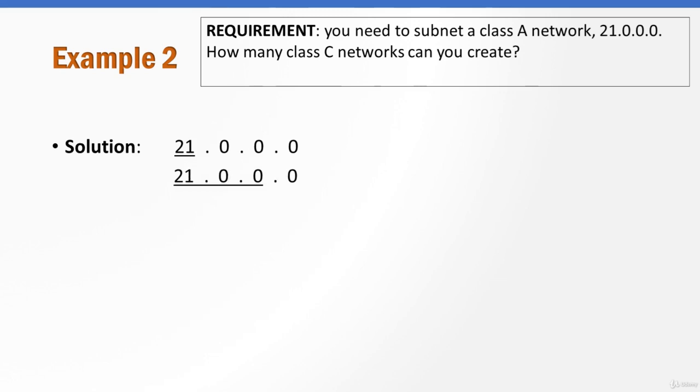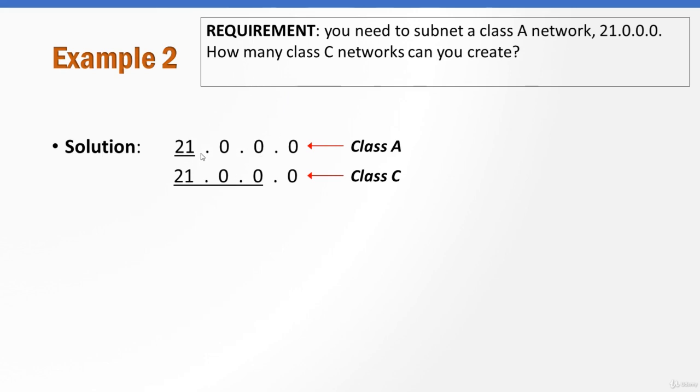We need to create Class C networks, which means that the first 3 octets will represent the network portion. So the first network here is going to be /8, and that's a Class A network. And the second network is /24, and that's actually a Class C network. Our task here is actually pretty simple. We only need to calculate the number of combinations we can get from these 2 octets in the middle.